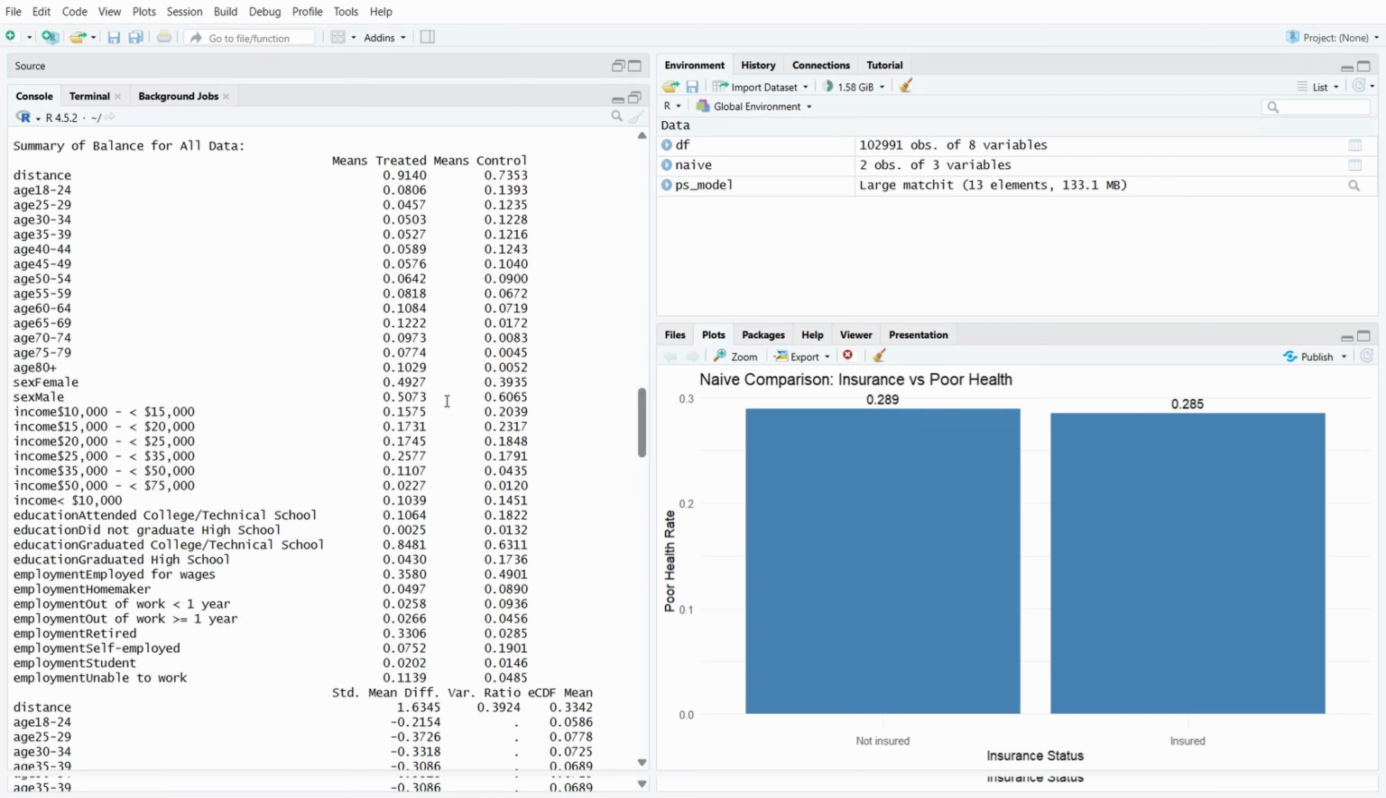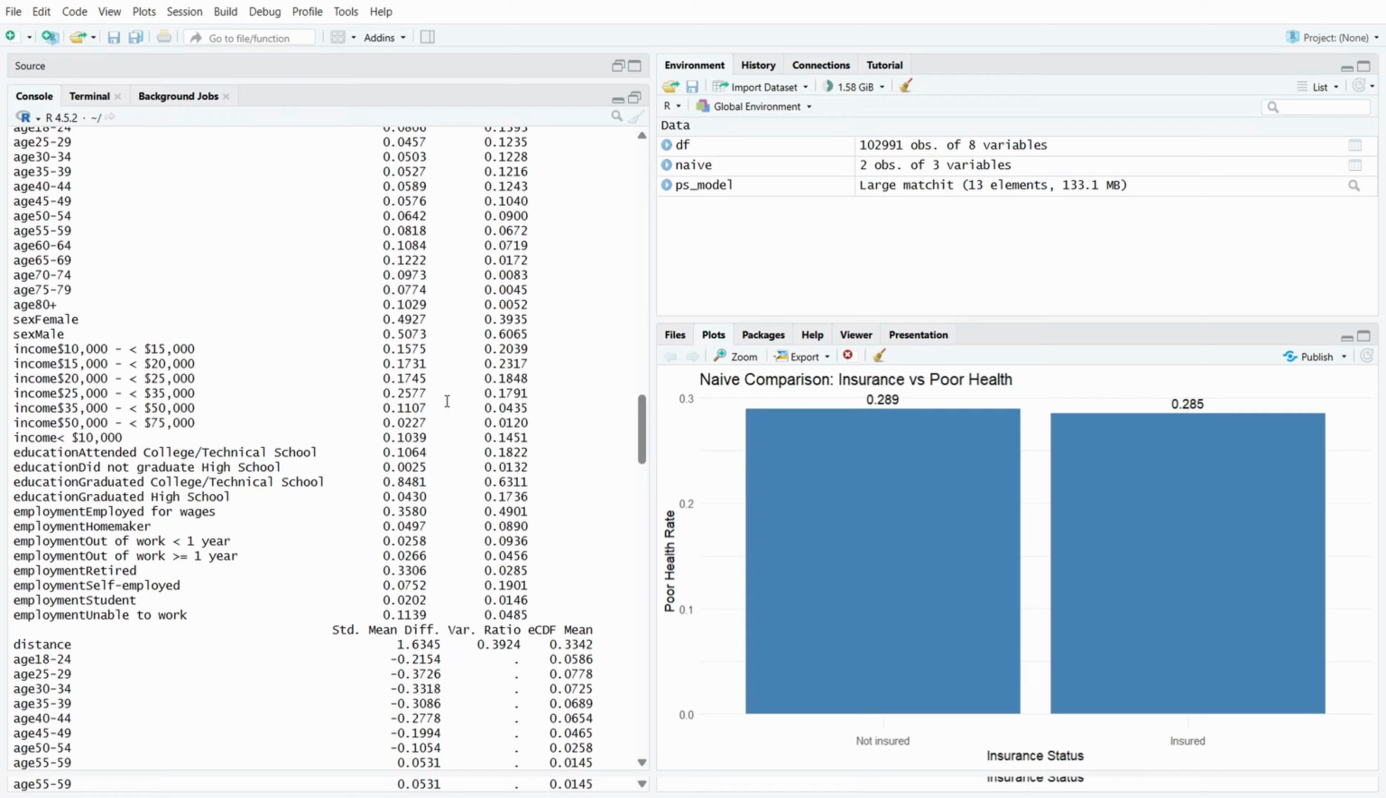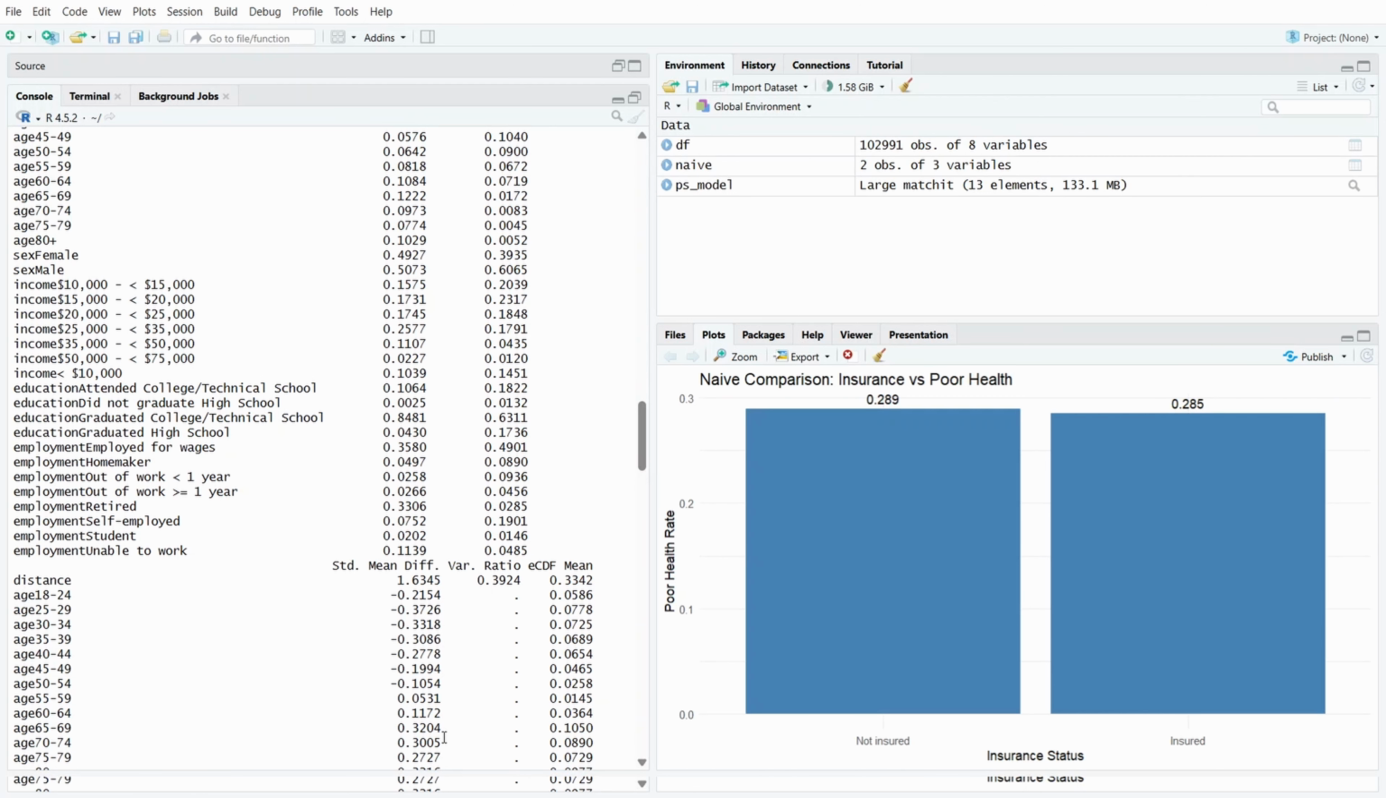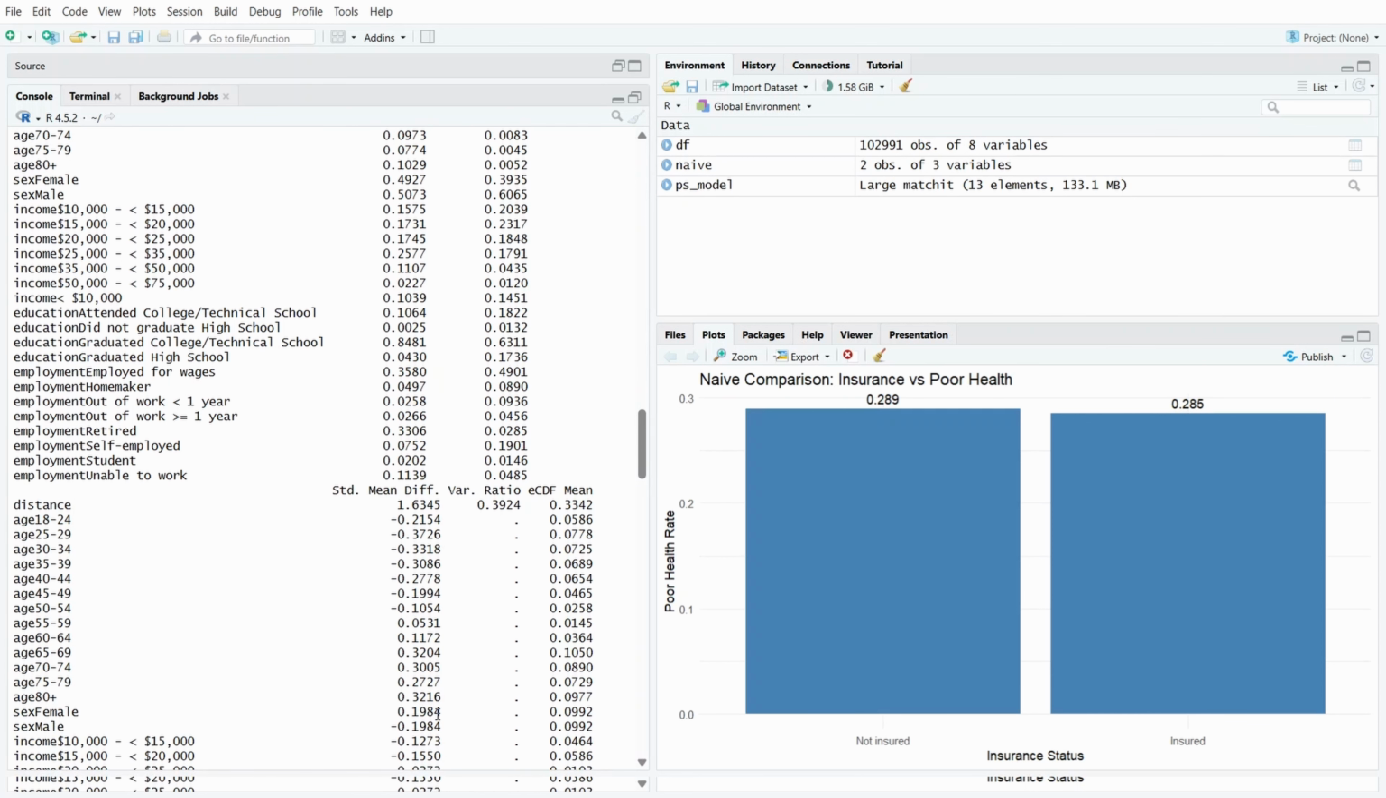This pattern makes intuitive sense because older adults are more likely to qualify for programs such as Medicare and therefore have insurance coverage. We can see this imbalance clearly in the standardized mean differences. Several older age groups show values above 0.3 before matching, indicating substantial differences between groups. Next, we examine sex. Before matching, the insured group contains a higher proportion of females, while the uninsured group contains more males. The standardized mean difference is about 0.20, again indicating notable imbalance.